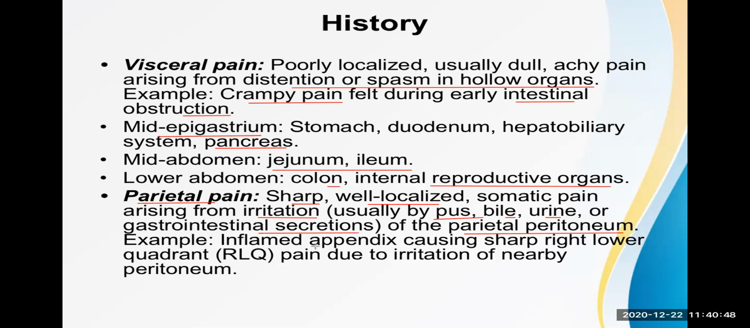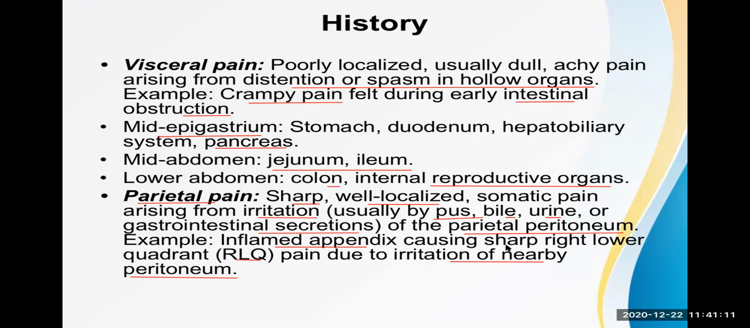One example of parietal pain in our anterior abdominal wall is the inflamed appendix, which causes sharp right lower quadrant pain due to irritation of the nearby parietal peritoneum. Now, further information regarding this will make your concept very clear. Please listen properly.